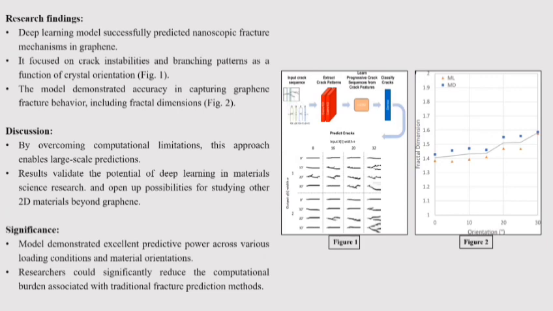In terms of discussion, by overcoming the computational limitations, this approach enables large scale predictions. The results of the research validate the potential of deep learning in material science research, and this opens up the possibilities of studying other 2D materials beyond graphene. Moving on to significance, the model demonstrated excellent predictive power across various loading conditions and material orientations. The researchers now could possibly significantly reduce the computational burden associated with traditional fracture prediction methods.